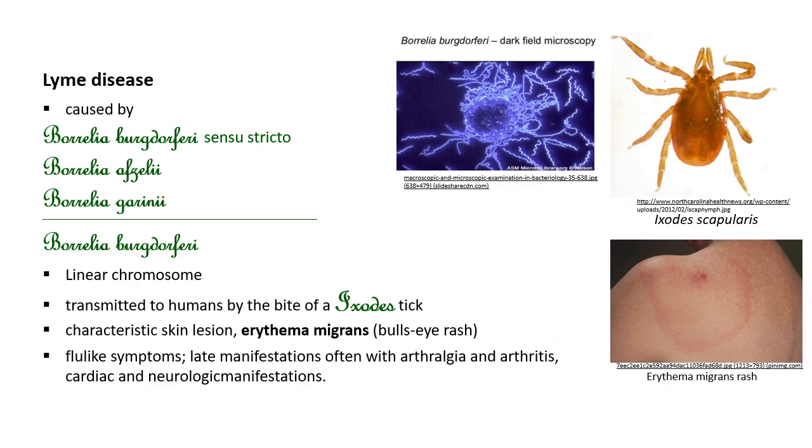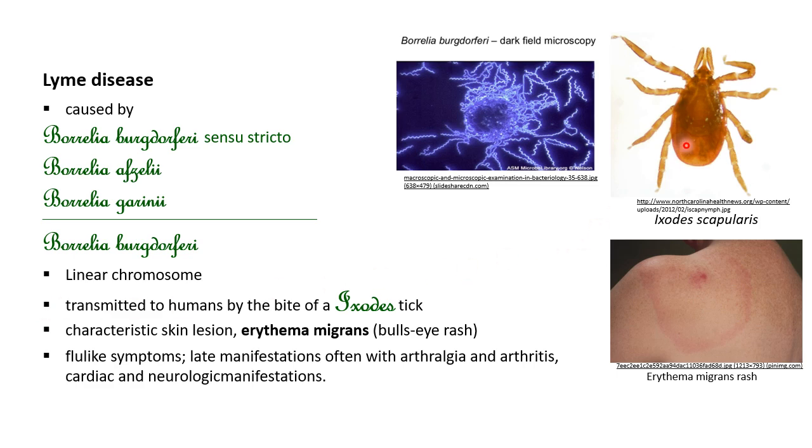Let's go to Lyme disease, and this is caused by 3 species of Borrelia: Borrelia burgdorferi, Borrelia afzelii, and Borrelia garinii. And these 3 species have been reported in Europe, but only burgdorferi has been reported in North America. Our discussion would be on Borrelia burgdorferi. Interesting to note that it has a linear chromosome in contrast to most other prokaryotic cells that have covalently closed circular DNA. Now, this species is transmitted to humans by the bite of an Ixodes hard tick.